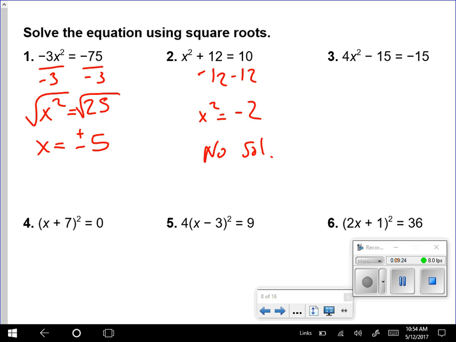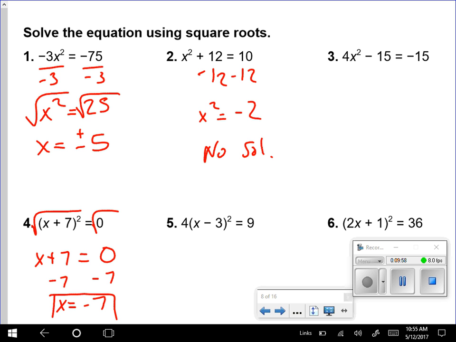I'm going to jump down here to number 4 and 5. So here, this is where we need to do the square root right off the bat. So we'd have x plus 7 equals, well, the square root of 0 is just 0. Okay, so we might not have two answers on this one. So we're going to subtract 7. So x equals negative 7. You can check that. Negative 7 plus 7 is 0. 0 squared is, in fact, 0. So in that case, we only have one answer.